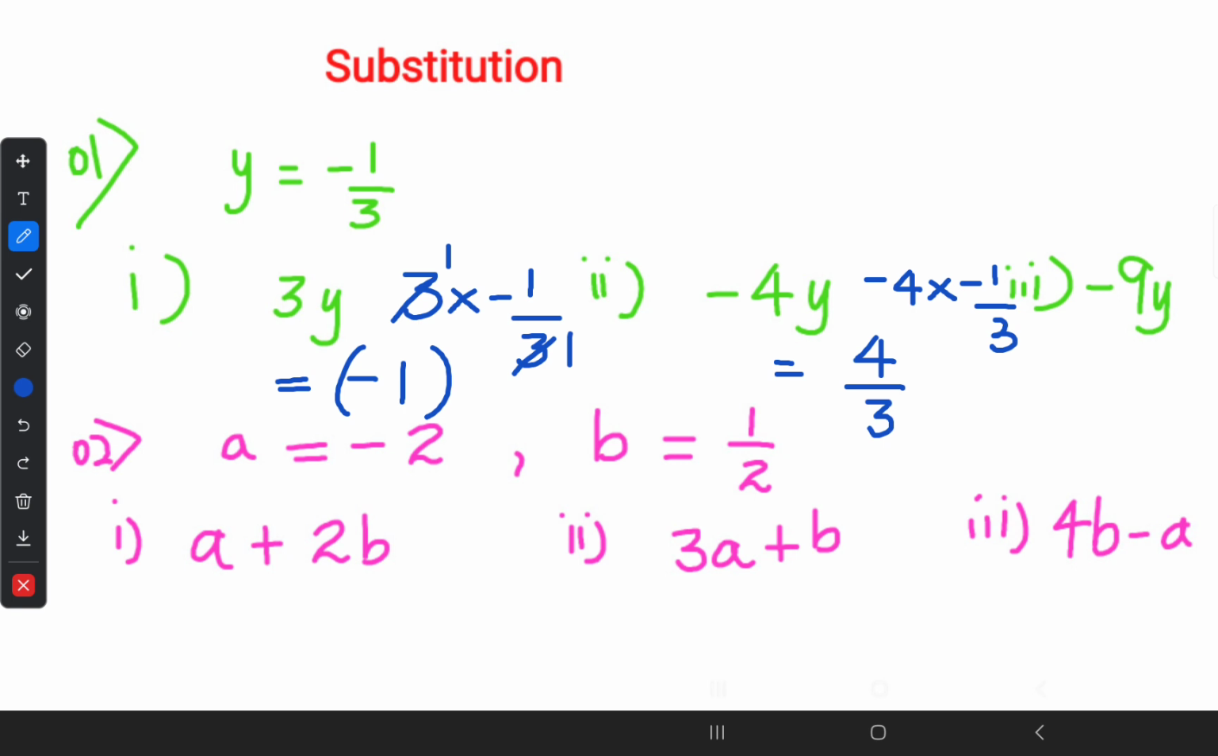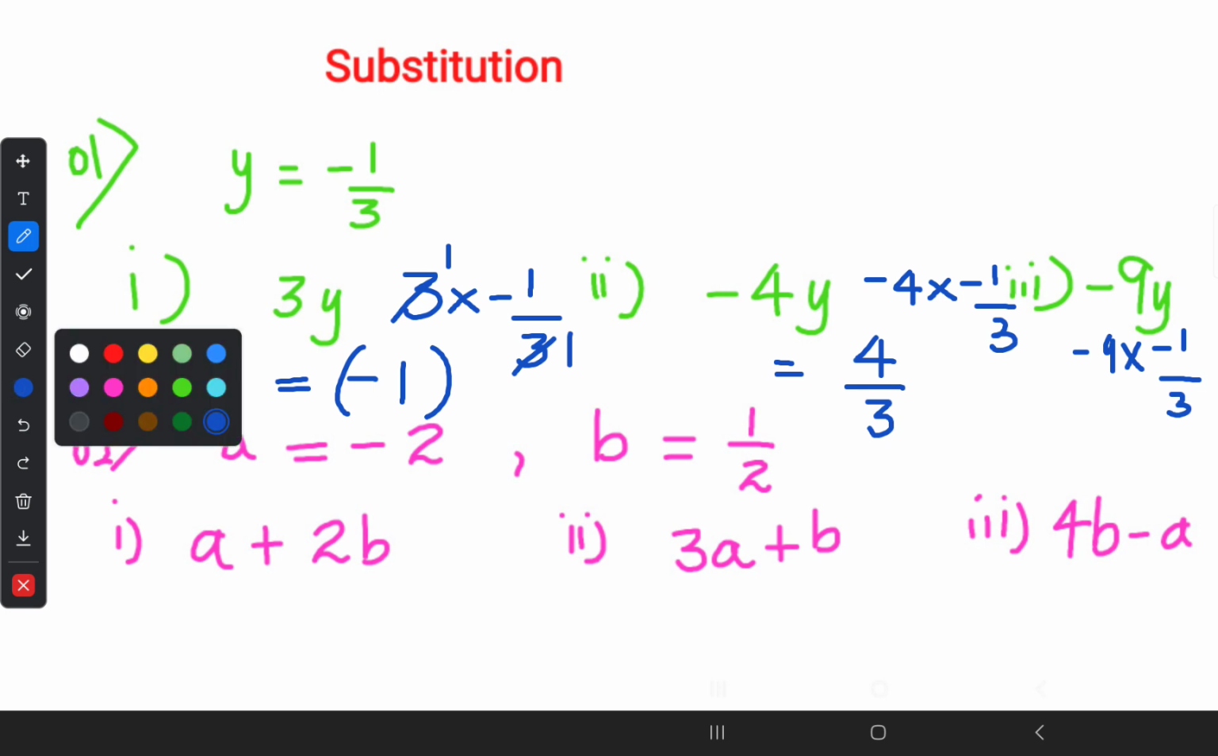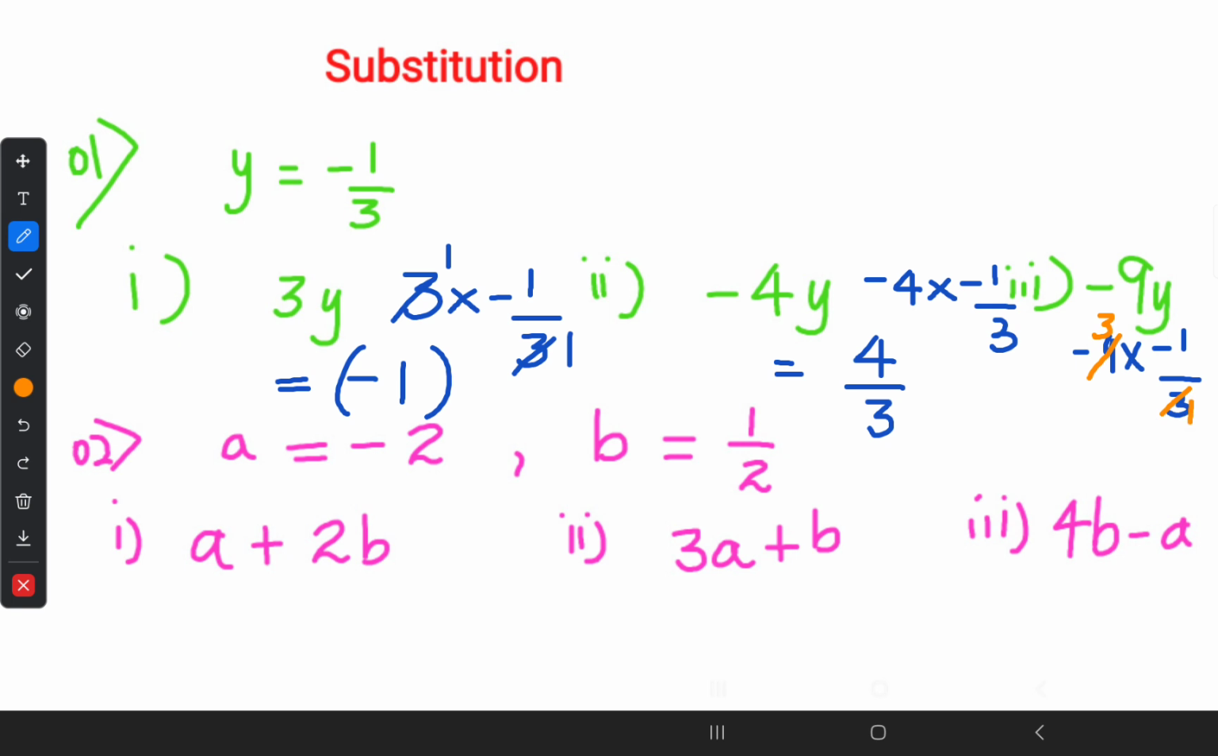Similarly for 9 also. Negative 9 times negative 1 upon 3. But here we can simplify 9 and 3. 3 3s are 9. 1 3s are 3. Thereafter in the numerator, negative 3 times negative 1. Negative into negative is positive. 3 1s are 3. For the first one, negative 1. Second one, 4 over 3. Third one, it would be 3.